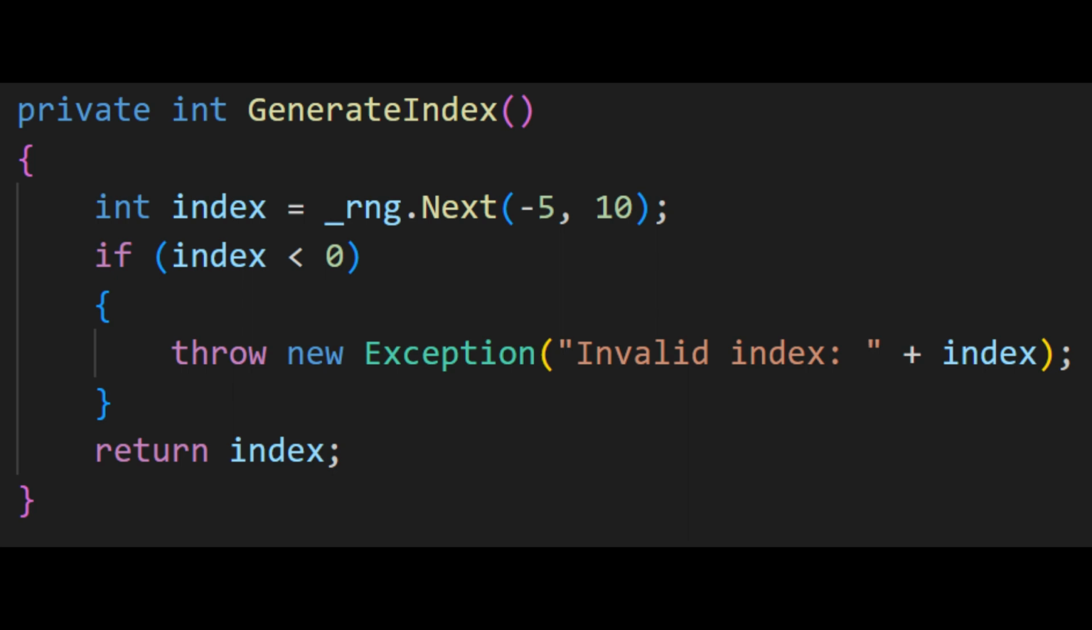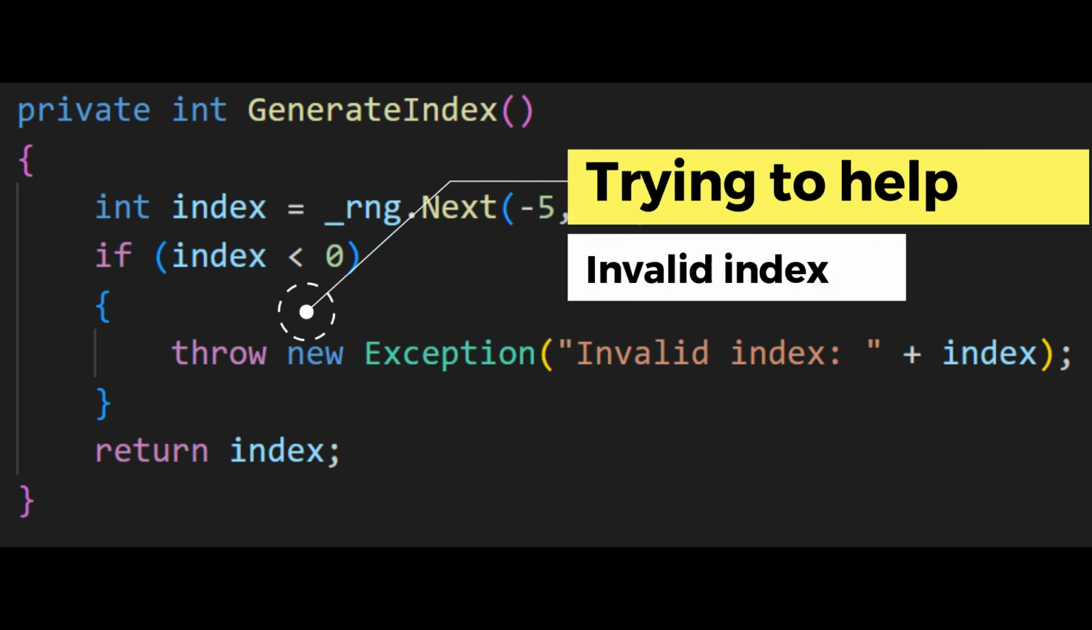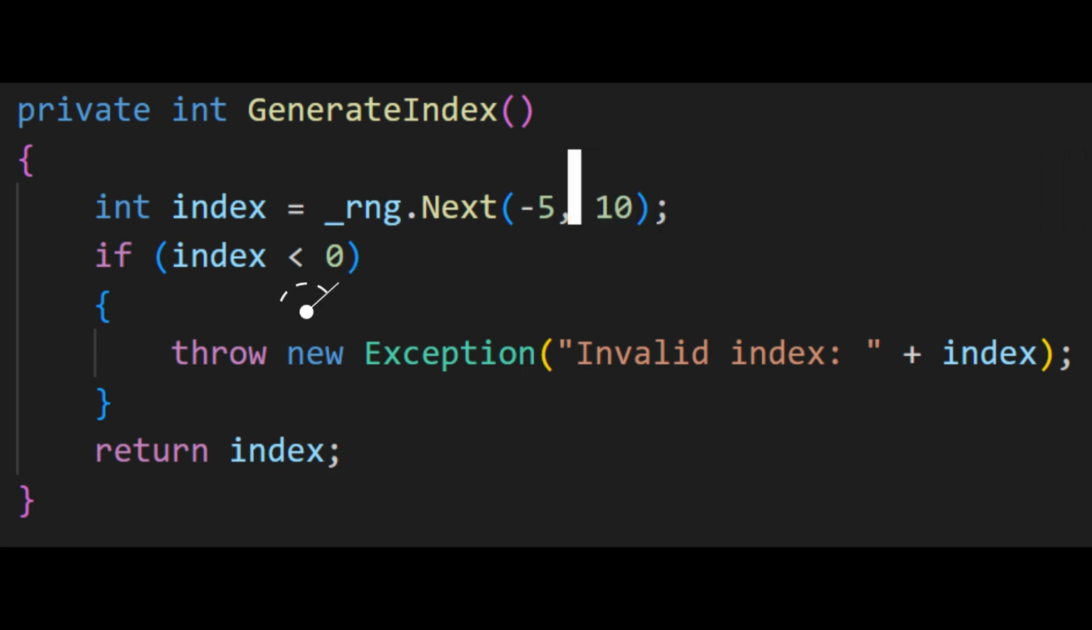Here we have another variant of the generate index method. As you can see, in some cases it generates an invalid index, but it's throwing the exception to give us information about this, to give us the reason of what is going wrong. Now imagine the exception being caught and maybe we had some logging to it. That should save the day, right?